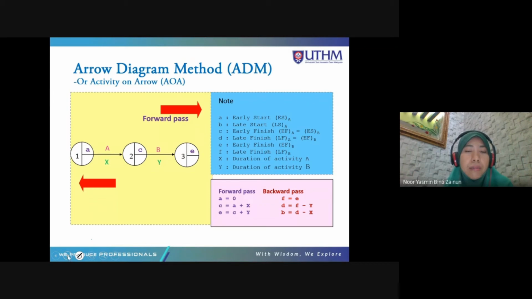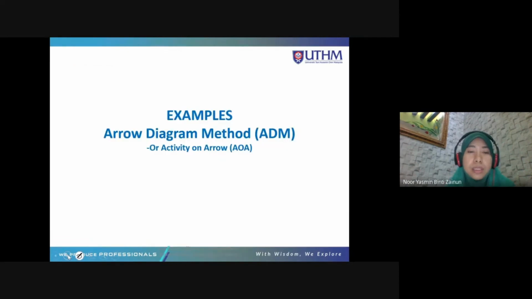In backward pass, you will get the late finish or late start. Late finish for A, but late start for B. By F minus Y, you will get D. That is backward pass. And D minus X, you will get B. So this is an example of the arrow diagram method, ADM.